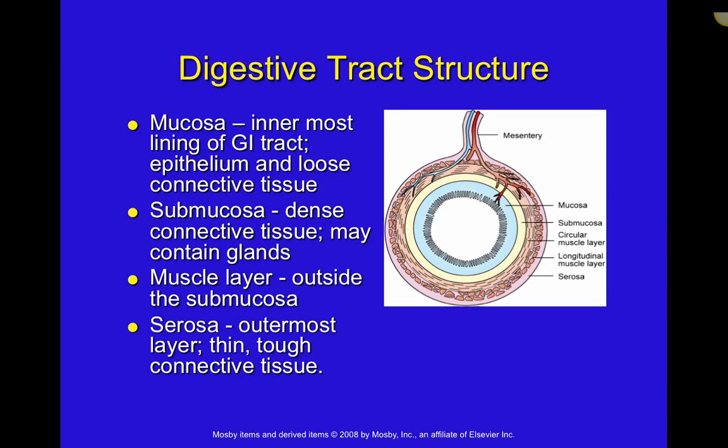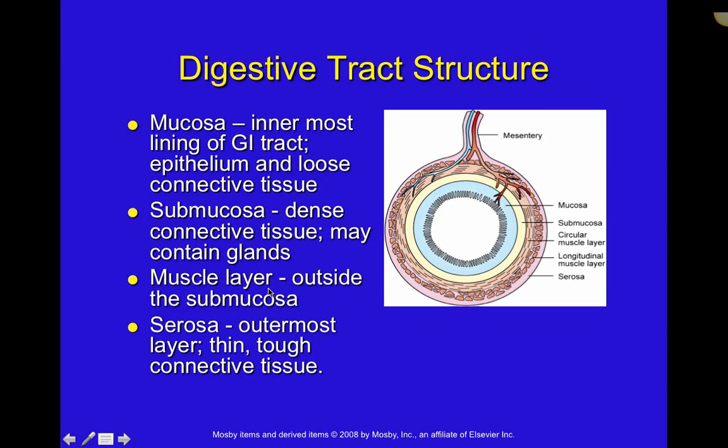Digestive tract structure. As mentioned before, the digestive tract is more or less one big tube that runs from the mouth all the way through to the anus. And it's made up of numerous layers of tissue. It's not the most important, but there are lots of important layers. We have a muscular layer, which is outside the submucosa.